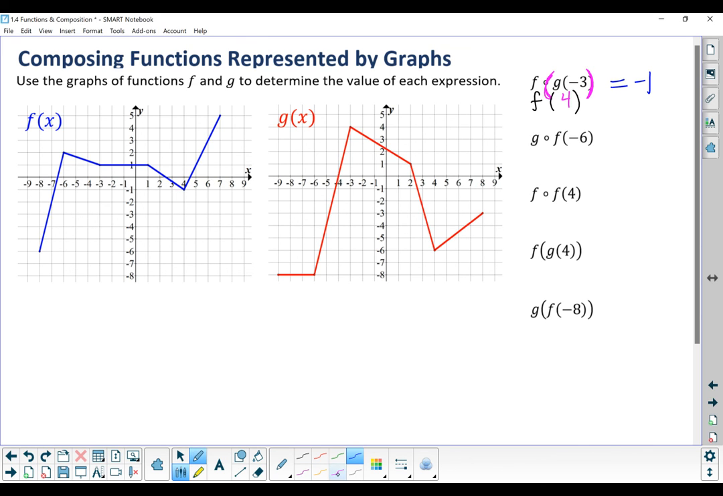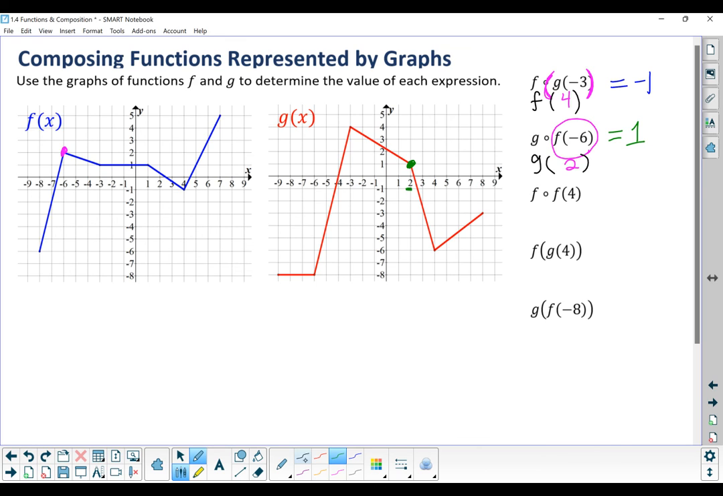Okay, the next one, g of f of -6. So we're going to first think about f of -6, and then we'll apply function g to that. So f of -6 is over here. It's 2. And we're going to apply function g to that number 2. So 2 is now the input for function g. And for the x value 2, our function has a height of 1. So this one is +1.